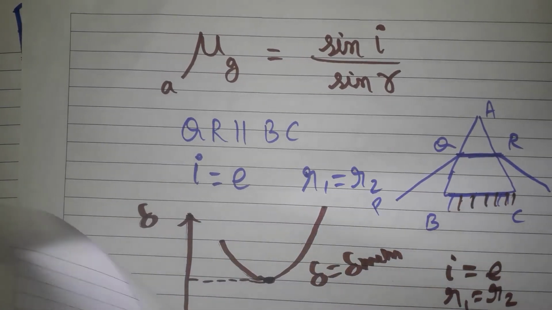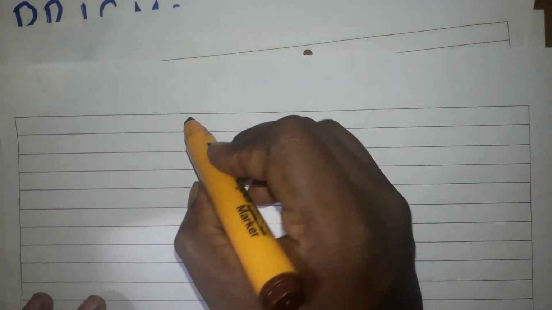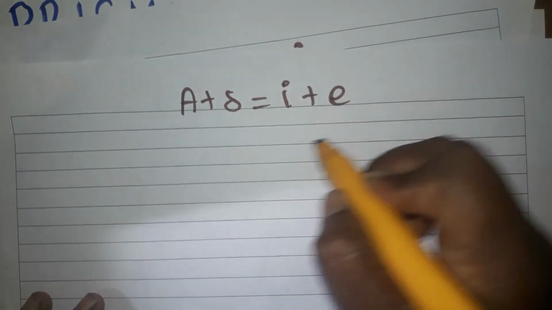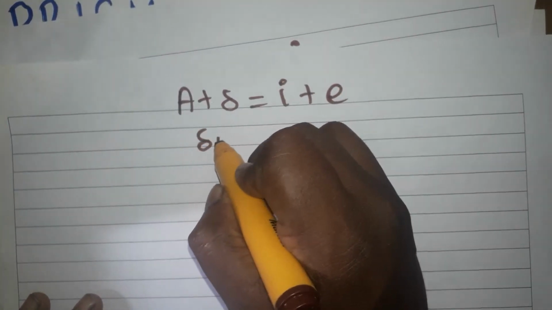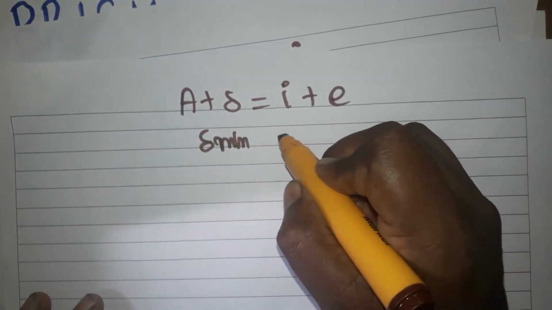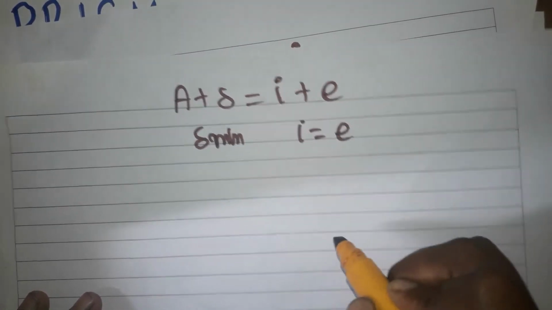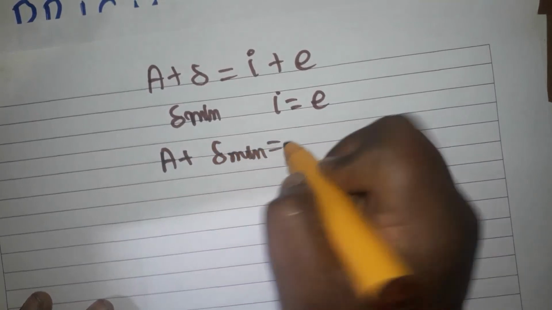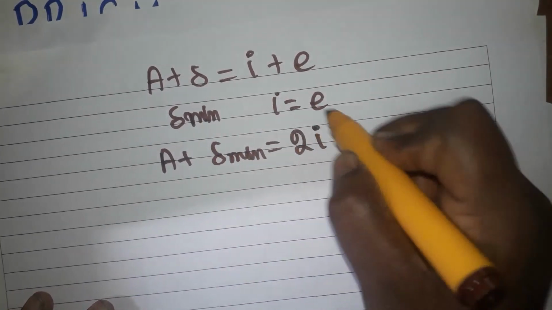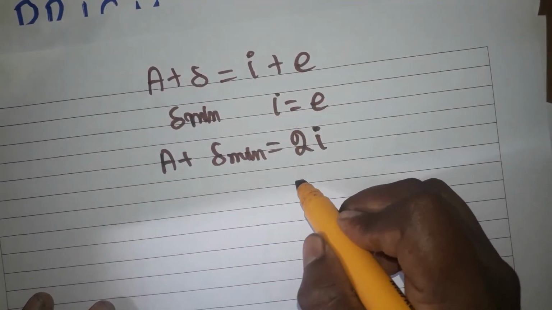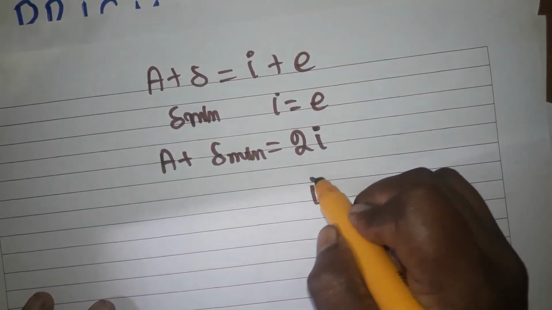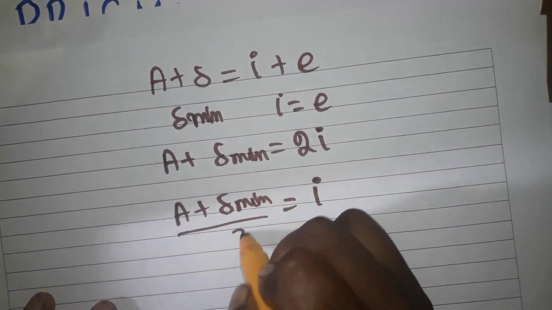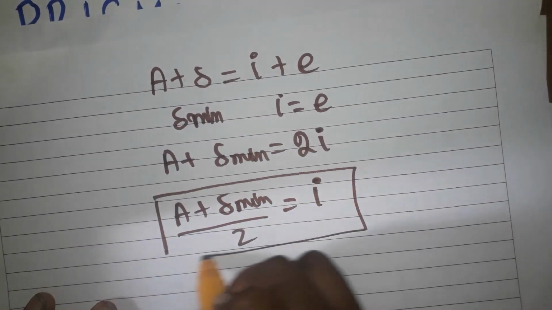Once this condition is satisfied, we know the prism formula already: A plus deviation is equal to I plus E. When the deviation becomes minimum, at the lowest point of the graph, I is equal to E. So A plus minimum deviation is equal to I plus E, which means 2 times I. So I is equal to A plus minimum deviation divided by 2. This is what we get as the angle of incidence.